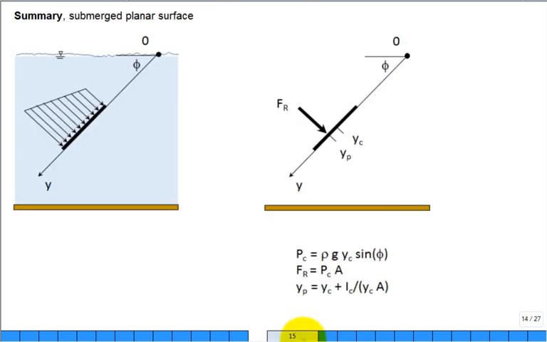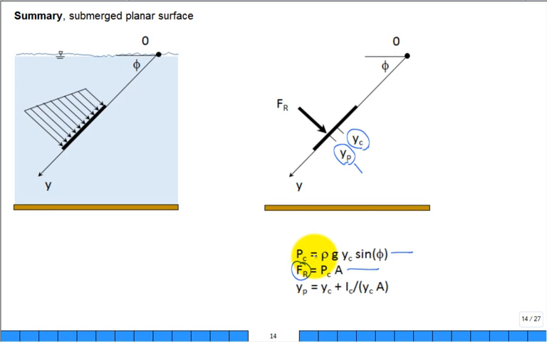How do we do this problem? And mathematically, let me summarize. We have two things of importance, y sub C and y sub CP here. Y sub center of pressure and then the centroid. What is the pressure at the centroid? You should be able to calculate it. Multiply the pressure at the centroid by the area, and you get the resultant force.